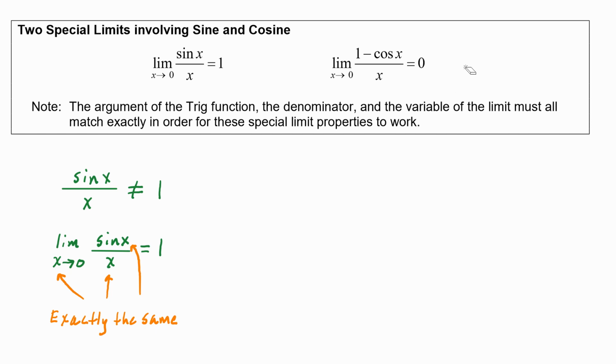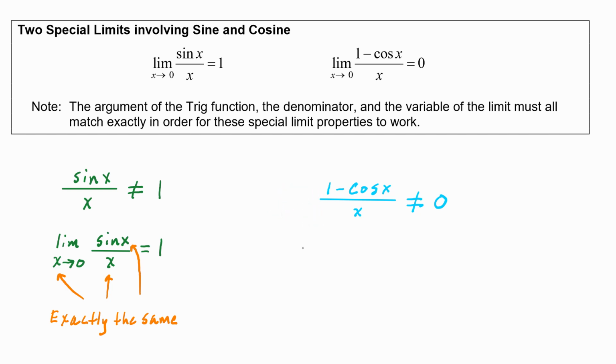And the same is true here for this expression, 1 minus cosine of x over x does not equal 0. Or, if the variable of the limit is approaching any other value besides 0, none of those limits give us the special case either.